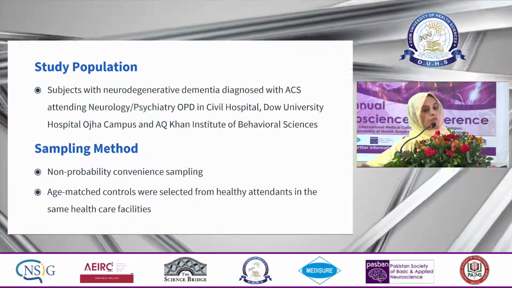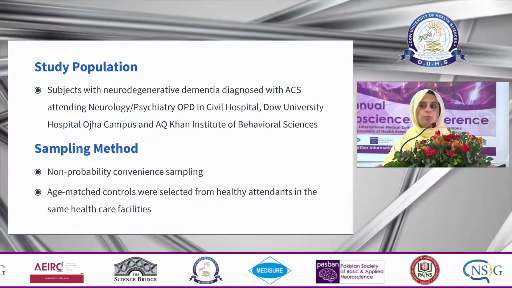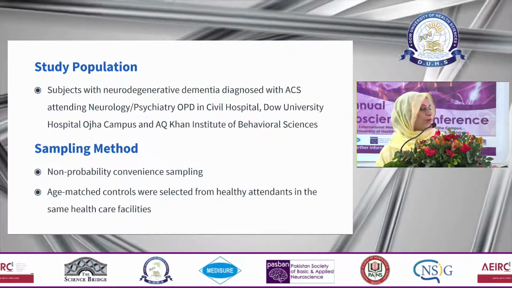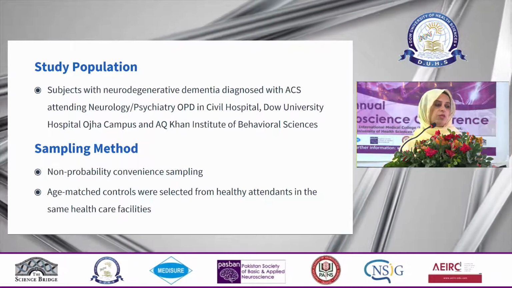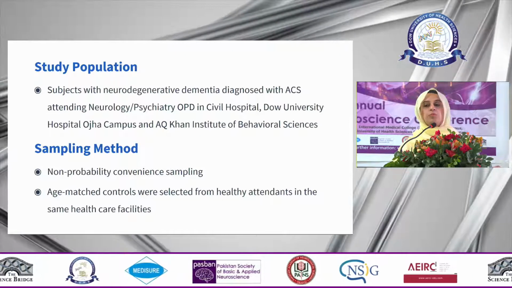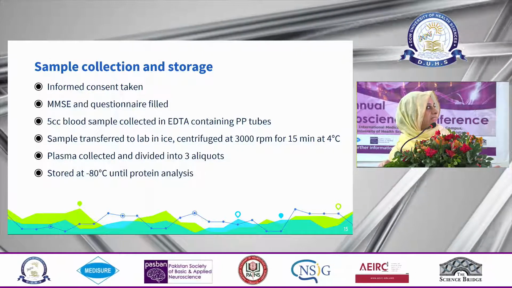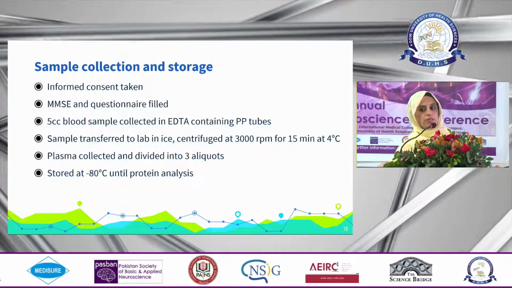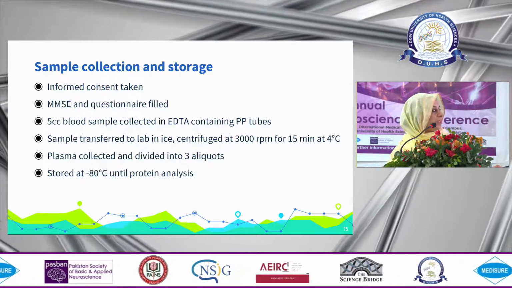The subjects presenting with neurodegenerative diseases who were diagnosed as having Alzheimer's clinical syndrome by the physicians were included in the study through non-probability convenience sampling. Their age-matched healthy controls were recruited from amongst the attendants from the same healthcare facilities. After informed consent, the MMSE score of all subjects was calculated and a questionnaire was filled, containing lifestyle and demographic profiles of the patients.